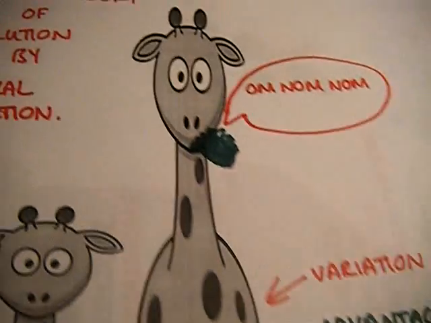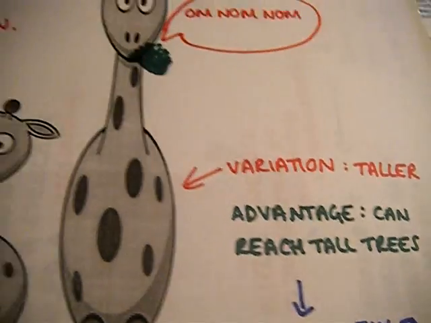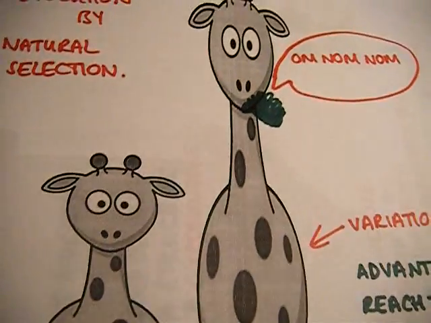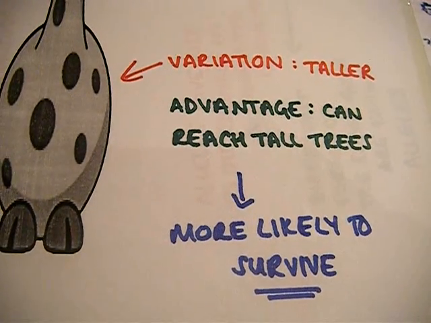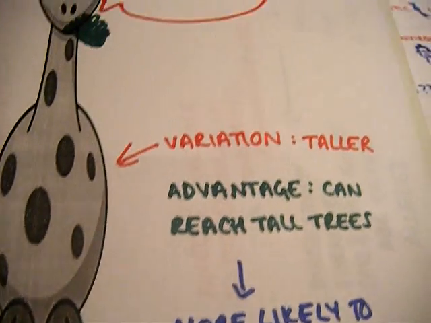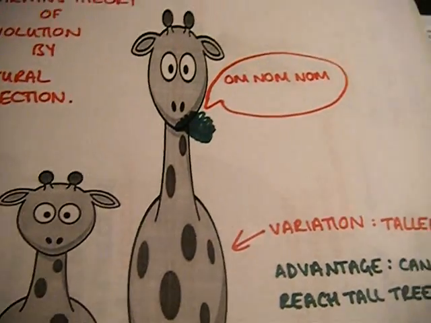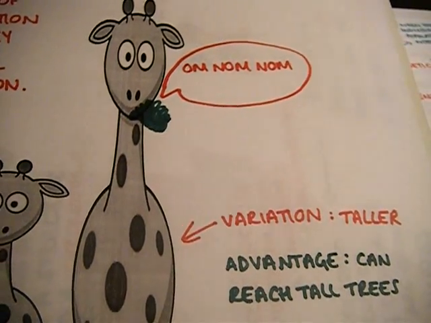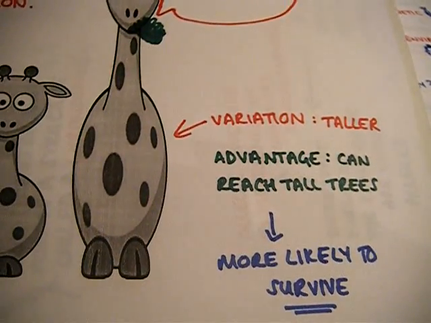This gives this animal an advantage, which means that it can reach the tall trees, which this fella can't reach. So because this guy can reach the taller trees, he's more likely to survive. So he's had a variation, which means he's got a difference from the other guy, which means that he's taller in this case. He's got an advantage because he can reach the tall trees, so he's more likely to survive.